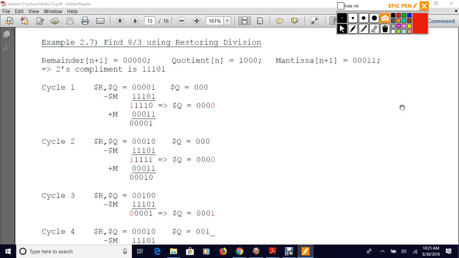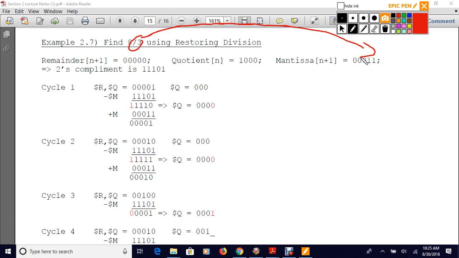8 divided by 3 using restoring division, right? So remember I set the remainder equal to 0, and it's n plus 1 bits. The quotient is equal to the dividend, and the divisor is 3, right? So that's where the mantissa goes. So the dividend is 8, and then the mantissa, which is n plus 1 bits, is 3.